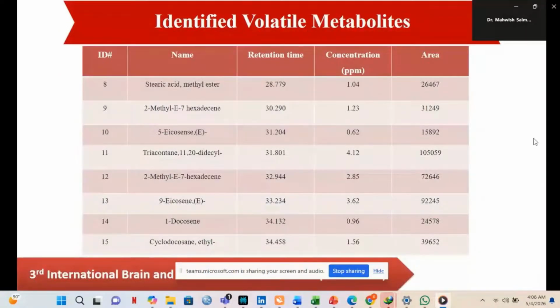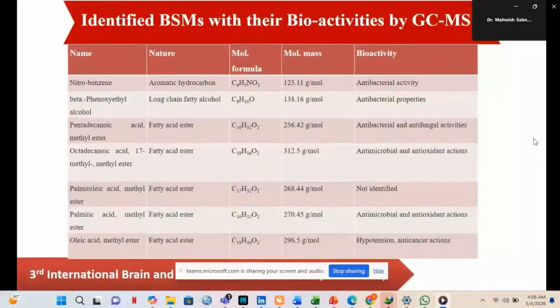The nature of these compounds: some compounds are aromatic hydrocarbons, and most of the identified metabolites were fatty acid methyl esters, like palmitic acid, oleic acid methyl esters, and pentadecanoic acid methyl esters.